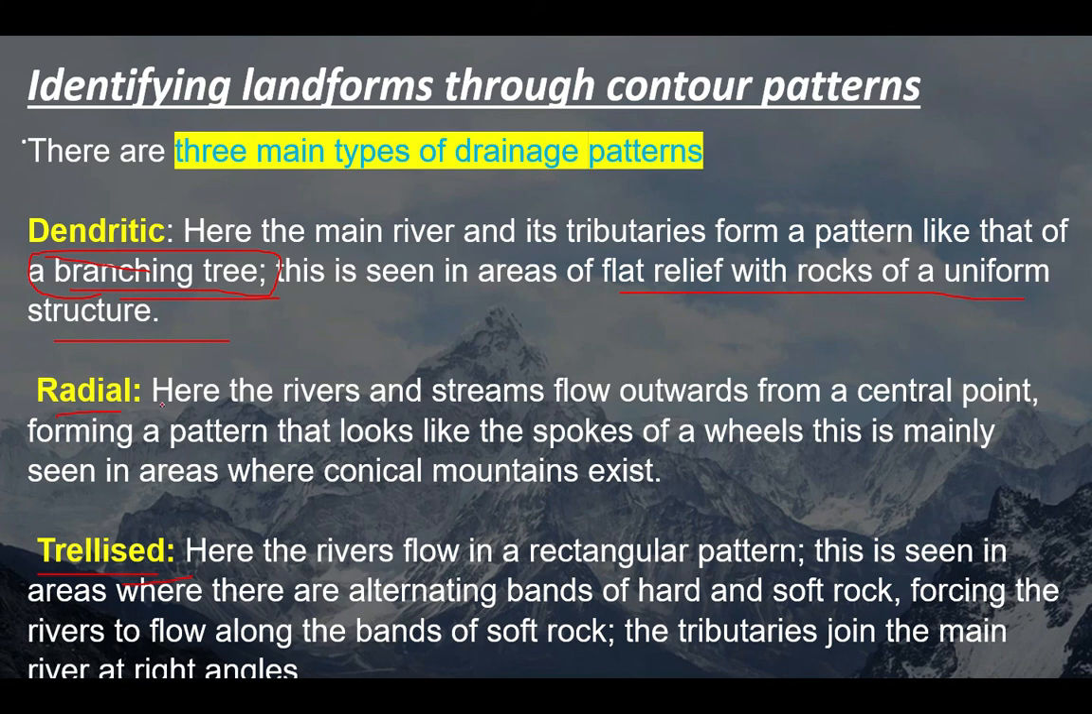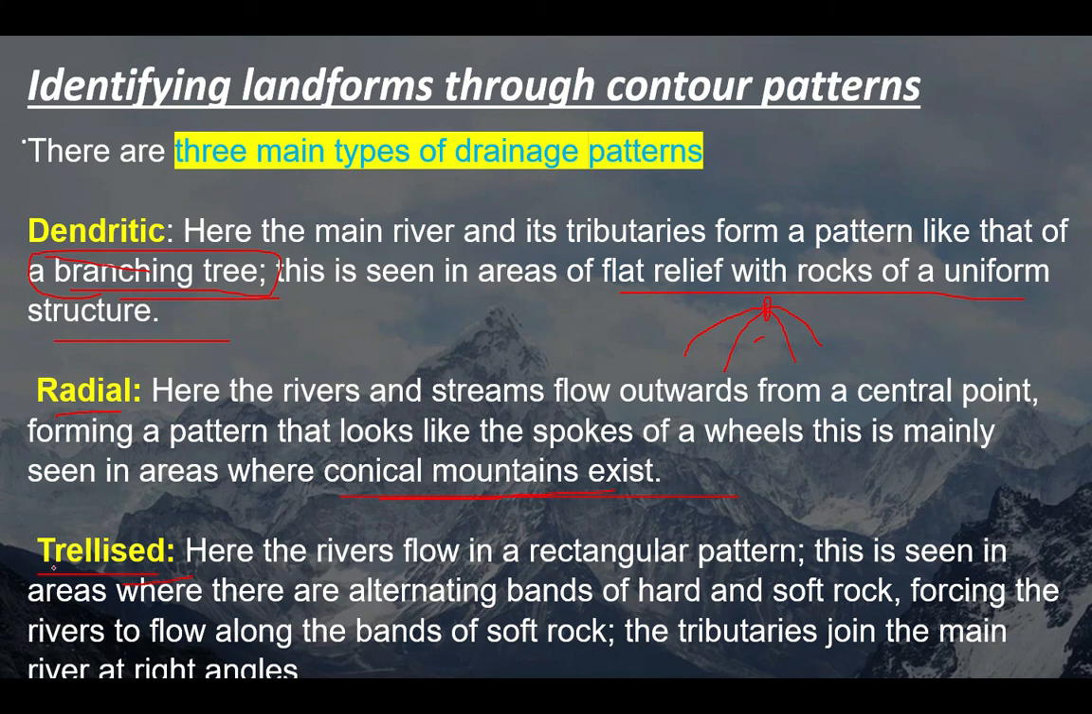Next, radial. Here the rivers and streams flow outwards from a central point. From the central part of the mountain, the rivers flow outwards from the central point, forming a pattern that looks like the spokes of a wheel. This is mainly seen in areas where conical mountains exist.